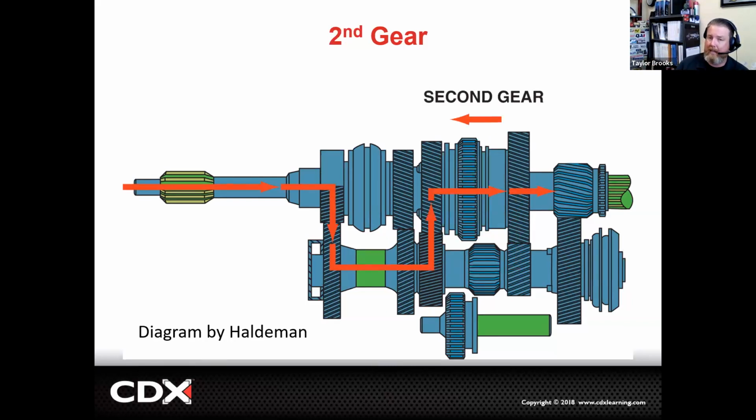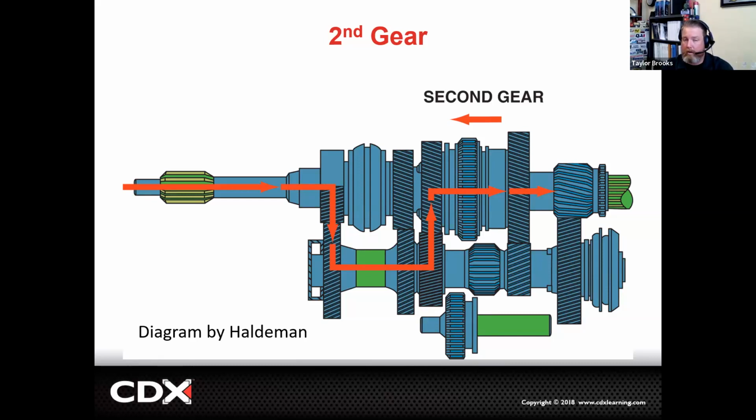When we shift to second gear, we're going to disengage first gear by moving the slider away from first gear, which allows first gear speed gear to now free spool on the output shaft. And then that synchronizer blocker ring will start to lock second gear into place against the output shaft.